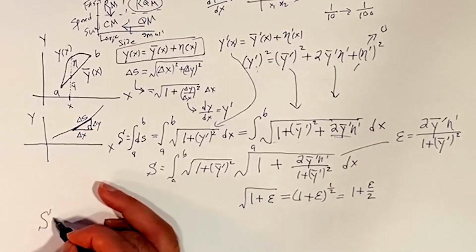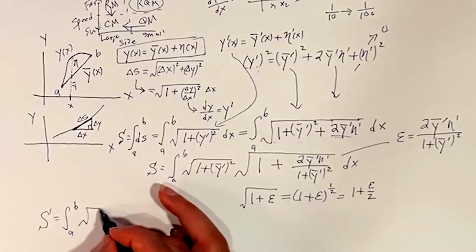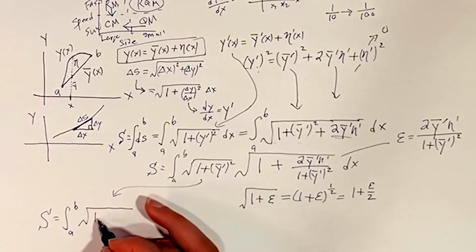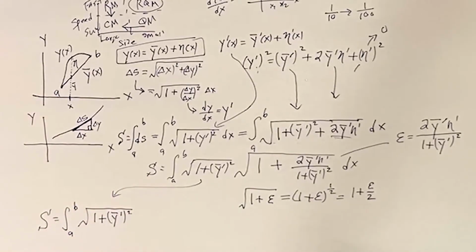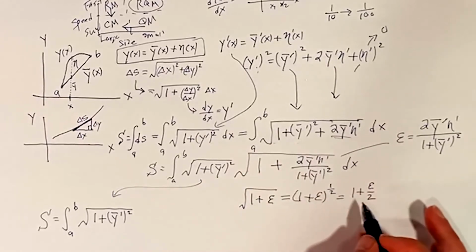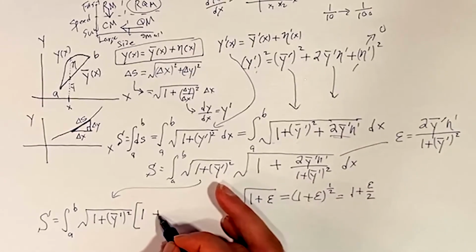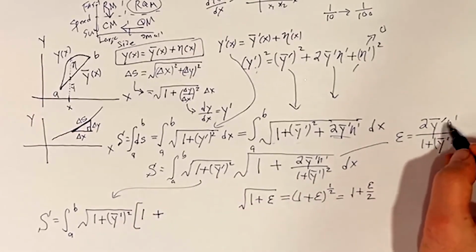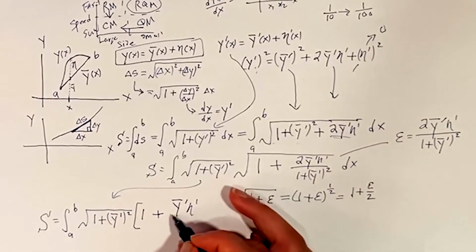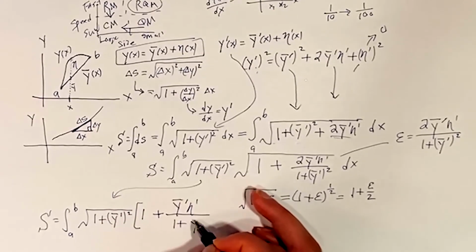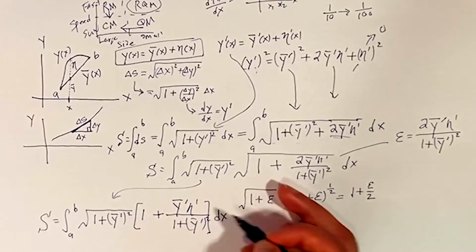So this arc length total, let's go ahead and do that, from A to B, we're going to have this first part here, the 1 plus the y bar prime squared. And then now this square root sign is gone. You're going to have a 1. That's this one here. Then you're going to have the epsilon over 2, which is everything here without that 2. So that's y bar prime eta prime over 1 plus y bar prime squared, and then dx.